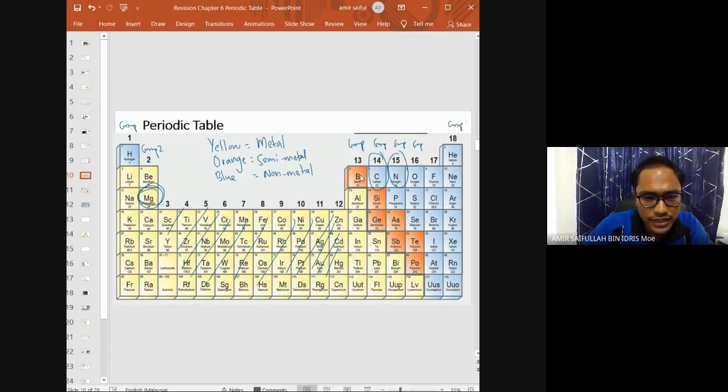So start from group 13, boron. As you can see, start from this row, all these are semi-metal, and start from here are all the non-metal. Okay, any question? Okay, all right.